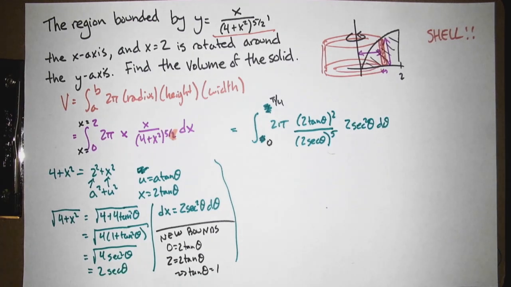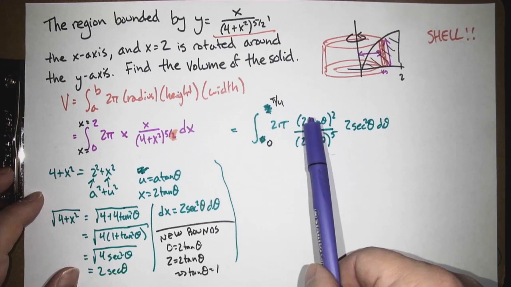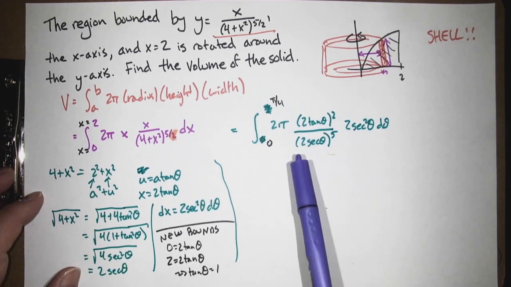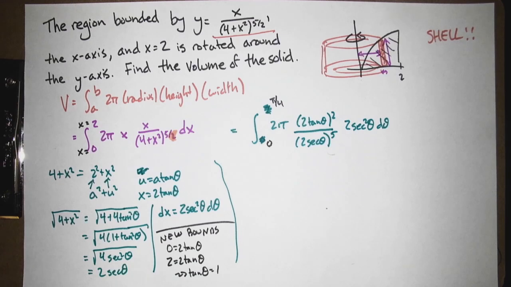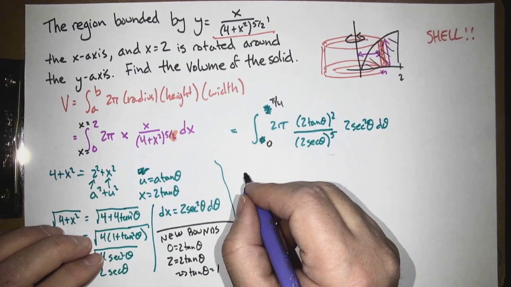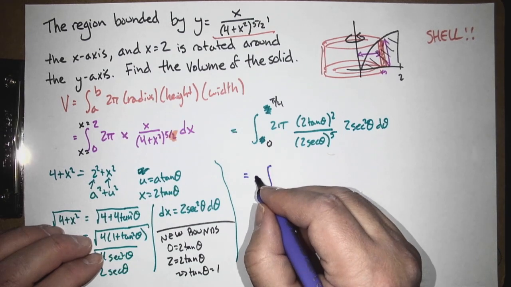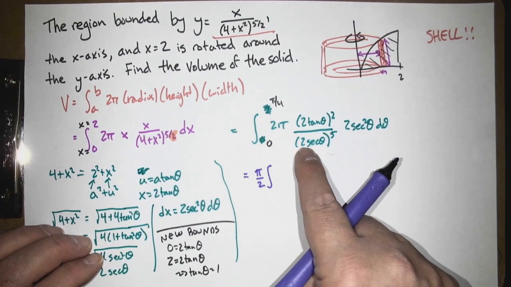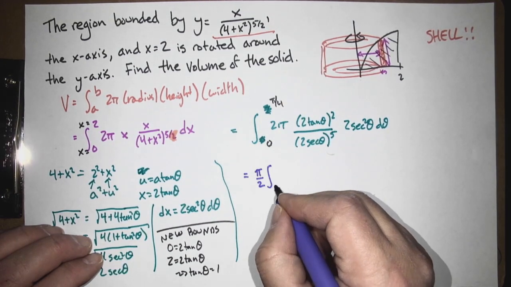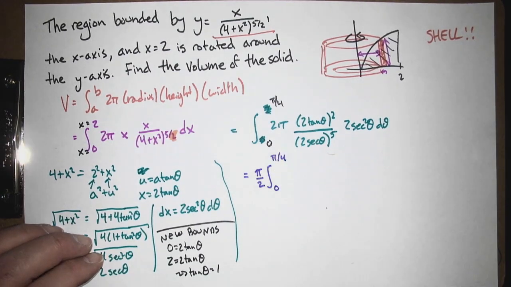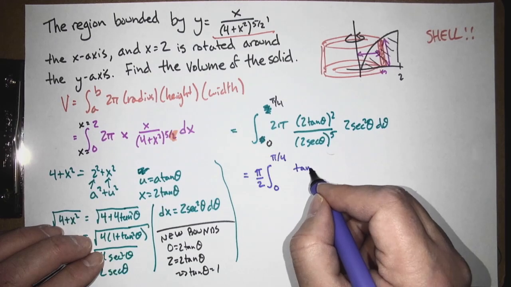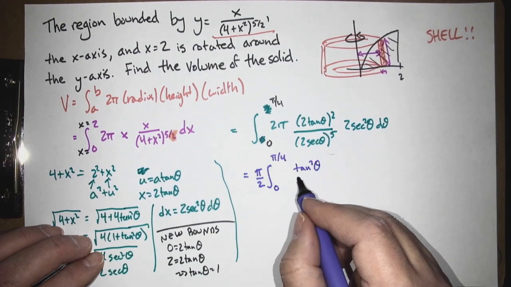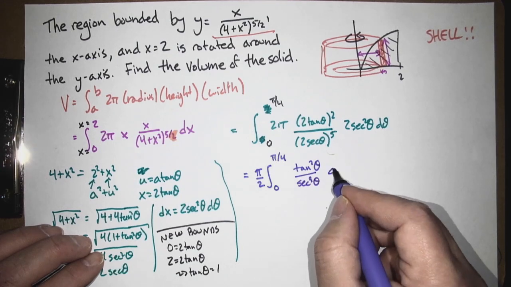All right, so we've got a lot of 2's here. Let's see if we can count our 2's. How many do we have? We have 1, 2, 3, 4 upstairs, and 5 downstairs. If we put all our 2's together, how much are we left with? We're left with a single 2, and it's going to be downstairs. So there's 1, 2, 3, 4 upstairs, 1, 2, 3, 4, 5 downstairs, so that means 1 downstairs. So pi over 2, integral 0 to pi over 4. We have a tangent squared upstairs, and then we have secant squared, secant to the 5th. That leaves us with a secant cubed downstairs.